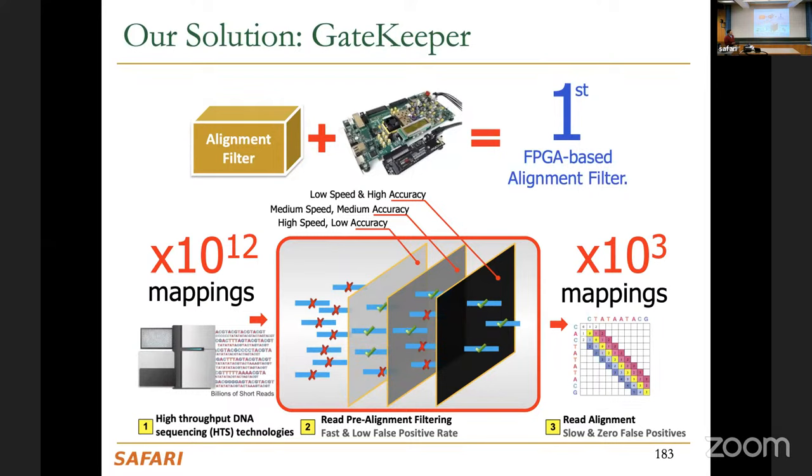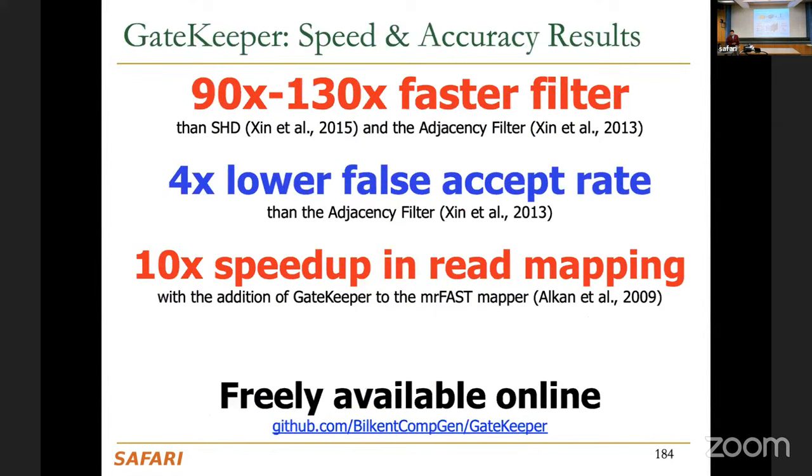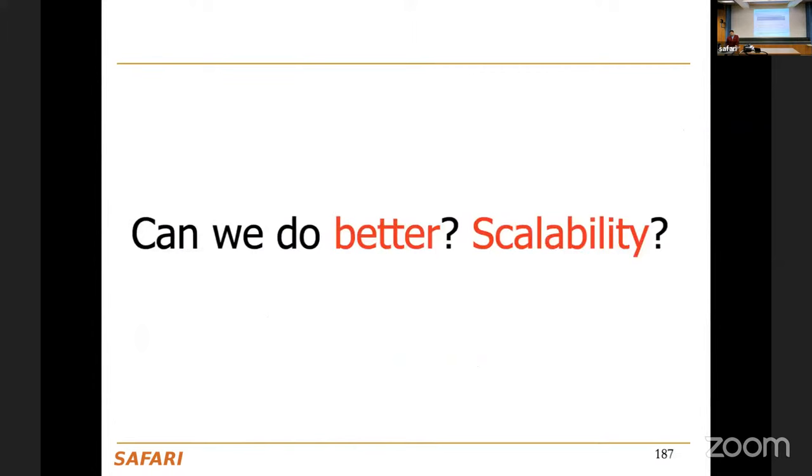It uses the idea in the shifted Hamming distance, and then it implements it nicely to achieve extreme speedups and also reductions in energy usage. And the source code is available here. So if you're interested in this, you can read about the shifted Hamming distance idea and also GateKeeper.